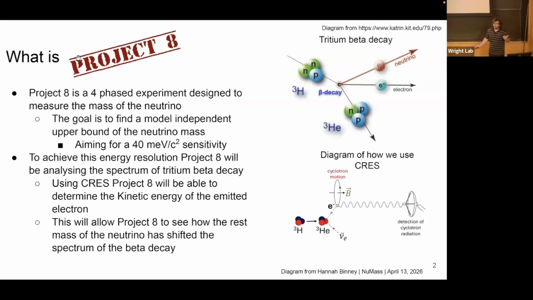So first, let's start with an overview of what Project 8 is. Project 8 is an experiment designed to make a direct mass measurement of the neutrino mass. The way it does this is through tritium beta decay, which will produce the neutrinos, and then we're going to be using CRES, which is cyclotron radiation emission spectroscopy, to measure the energy of an electron, and then using conservation of energy, we can back out the mass of the neutrino. So the goal for Project 8 is we're aiming for a 40 meV sensitivity.